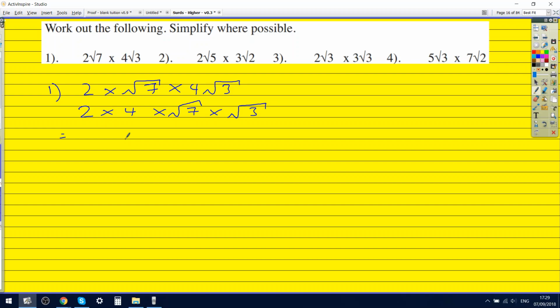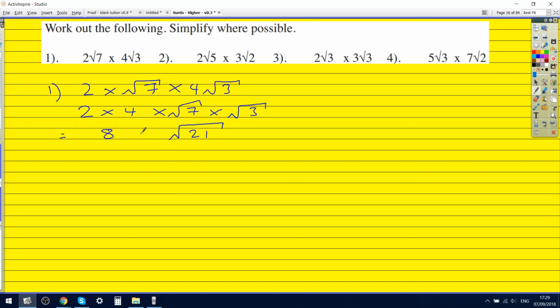2 times 4 is 8. 8 times square root of 7. Or is that 7 squared? Well, you can't do a normal number times a square root number. So what would be the two square root numbers times each other? It'd be 21 times 9. How did you get 9? It's 3 squared. This is square root, so it's just square root of 21. Root 7 times root 3 is root 21.